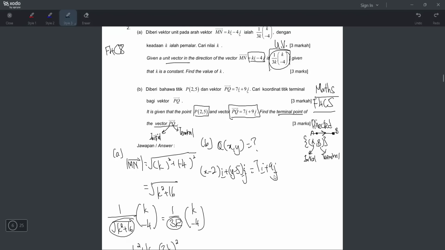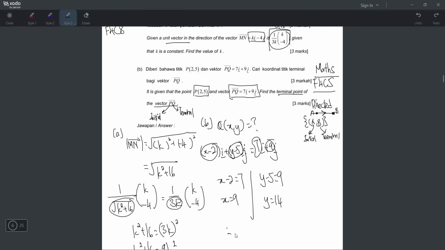Then you compare. So x minus 2 equals 7, because when you compare the number before i, you compare with 7. And the number before j, y minus 5 equals 9. So your x will be 9, and your y equals 14. But since they ask for the point, the titik, we have to write in coordinate format. So we write point Q, and then 9, 14. That's the answer.